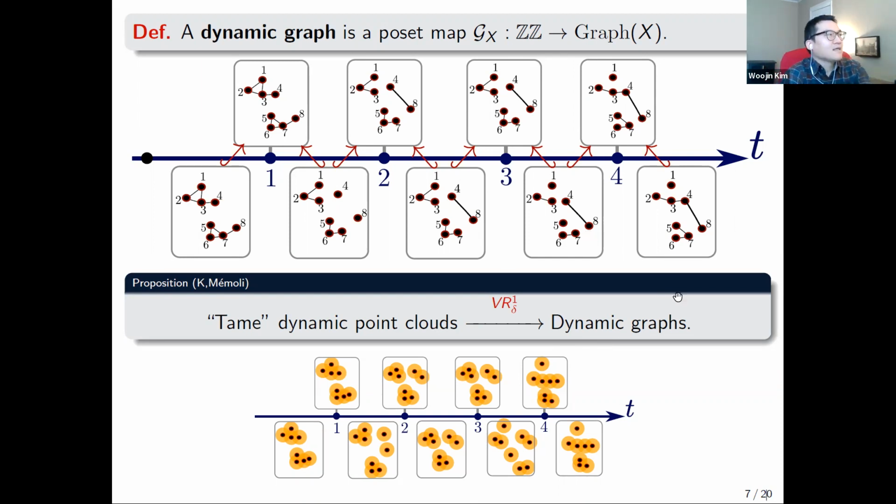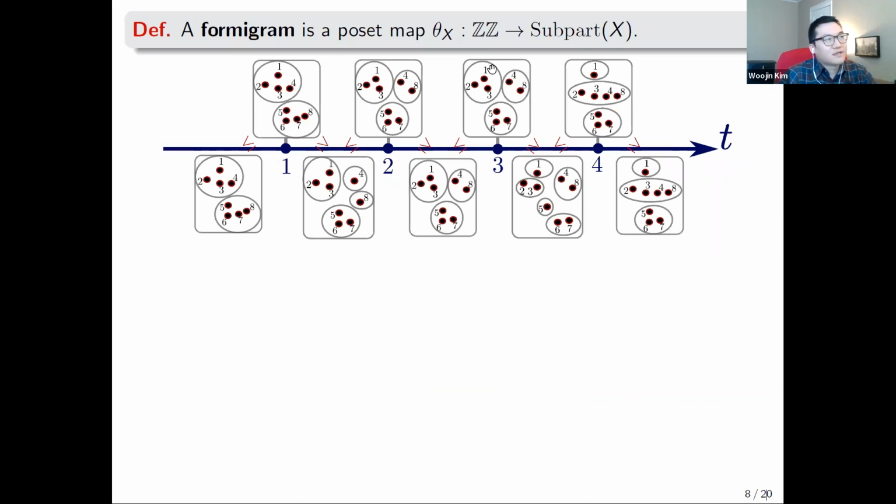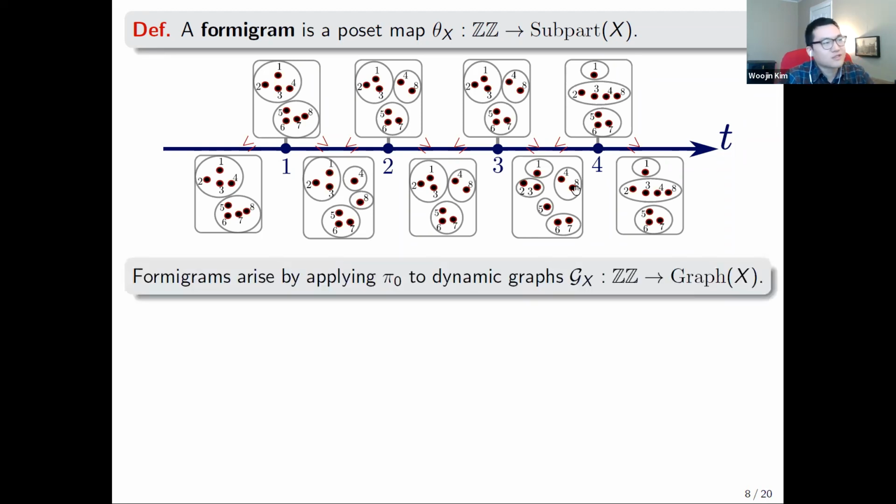Okay. And a formigram will be nothing but a poset map from the zigzag poset to subpart of X. Here, the partition assigned to open interval 3, 4 is a partition refining the 2 partitions sitting at 3 and 4. And formigrams, of course, arise by applying pi0 to a dynamic graph. This is actually precisely the formigram we obtained by applying pi0 to the previous dynamic graph.